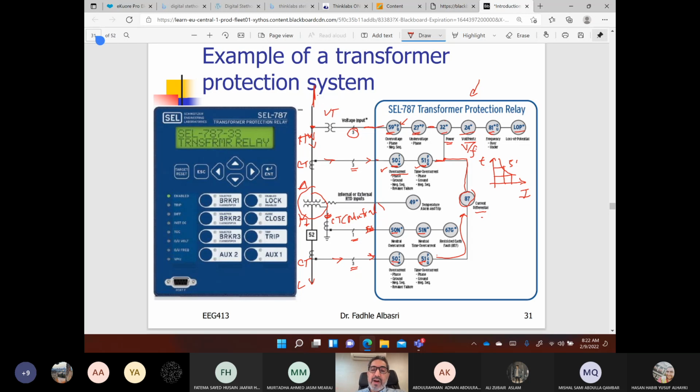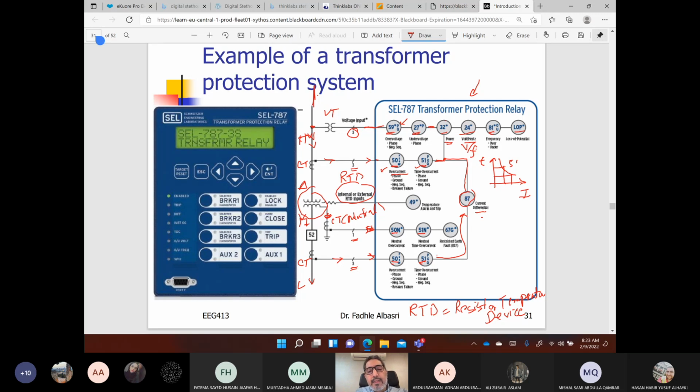There are also other functions that are non-electrical that are provided by this relay, like when we use inputs not from CT or VT, but inputs from RTD. Have you heard of RTD? So RTD means resistance temperature device. Okay, so what does this do? It's a resistance whose value varies with the temperature.